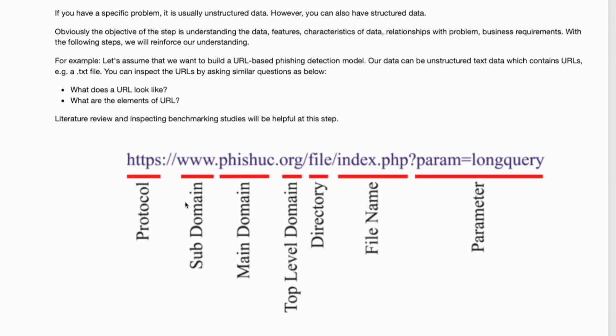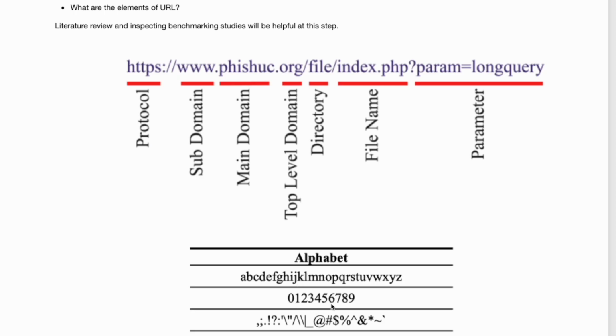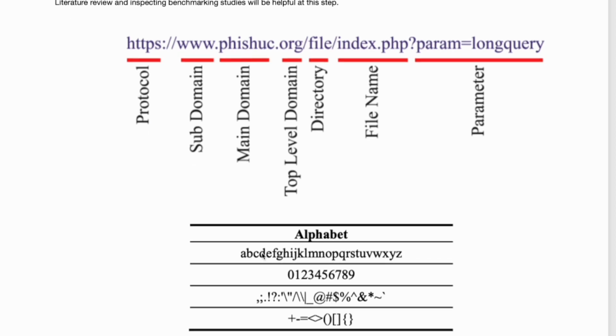For example, this is the structure of a URL. As you see, we have protocol, subdomain, main domain, so top level domain, directory, etc. Also you can see these are the possible characters which can be used in the URL. Based on your study, based on your research, and also considering similar studies, for example, you can say that the length of a URL can be a feature. So you can define a simple Python function and it can calculate the length of the URL. Then you can have a numerical value for that feature.